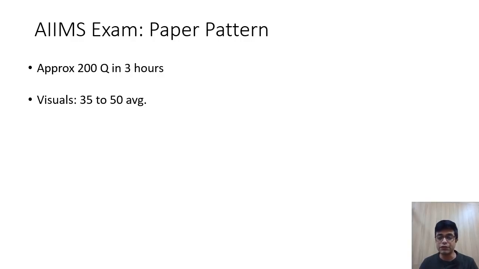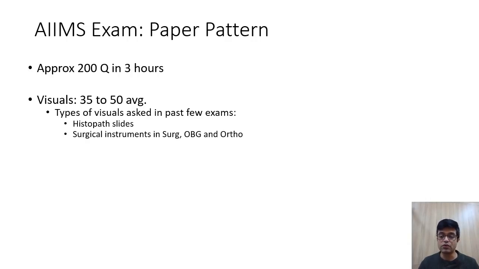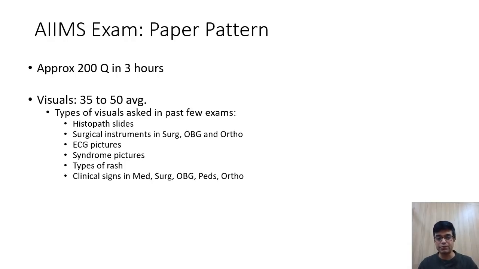So from where the visuals are usually asked. The type of visuals, there are histopathology slides. Surgical instruments are asked in surgery, obs, gynae and orthopedics. ECG pictures are asked in medicine. Syndrome pictures are asked. Types of rash is given. Hand, foot, mouth disease rash and zinc deficiency rash, measles rash, chicken pox rash. They are the usual things which are asked as visuals, have been asked, likely to be asked.